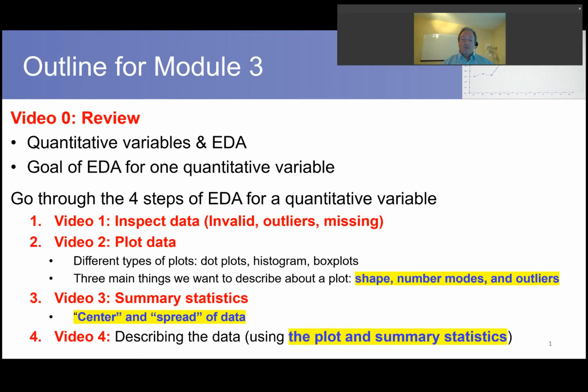And then lastly, we're going to put everything together. We're going to use these 3 pieces of information from the visual summary, the plot, and we're going to use the 2 statistics that we computed and give a complete description of the data set.